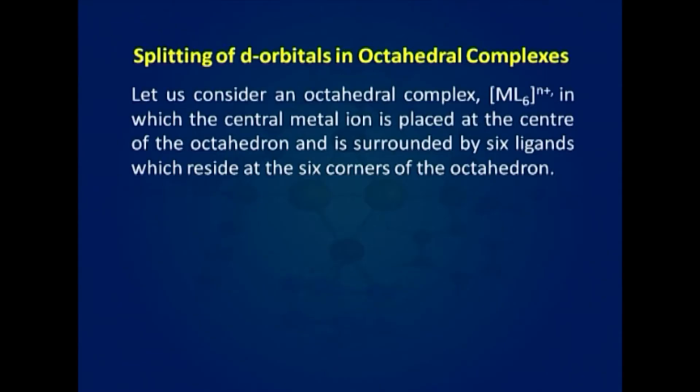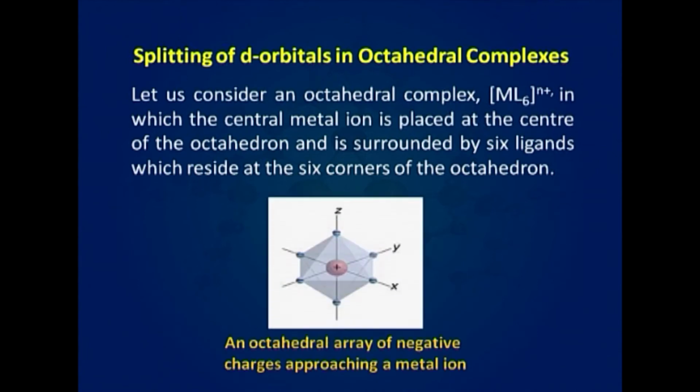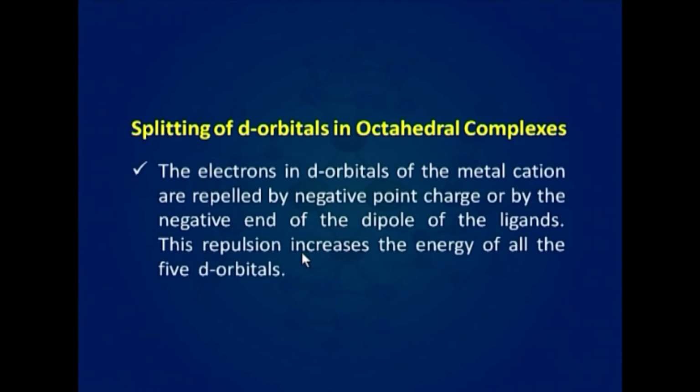Let us consider an octahedral complex ML6 n+, in which the central metal ion is placed at the center of the octahedron and is surrounded by 6 ligands which reside at the 6 corners of the octahedron. You can see here, this is the metal ion and 6 ligands are approaching the octahedron. The electrons in d orbitals of the metal cation are repelled by negative point charge or by the negative end of the dipole of the ligands. This repulsion increases the energy of all the 5 d orbitals.